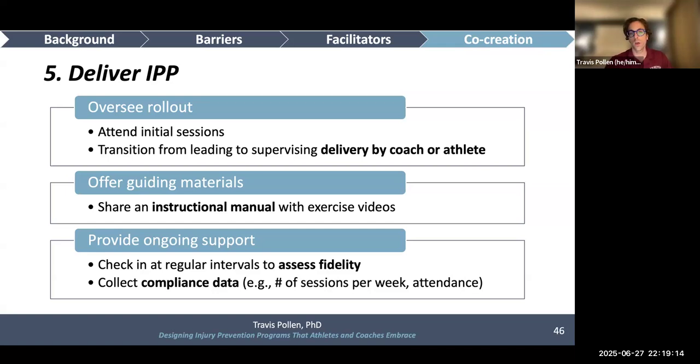One helpful thing that we can do in this process is to provide some resources for them. So we could create an instructional manual that links to YouTube videos with each of the exercises. So even if we're not there, if an athlete or coach has a question about how the exercise is supposed to be performed, they can go to that resource and find that information. And then we can, of course, and should provide ongoing support. So checking in regularly to assess that fidelity and collecting compliance data from the coach. How many sessions a week? How many times a week are they doing this program? How's attendance on those sessions?